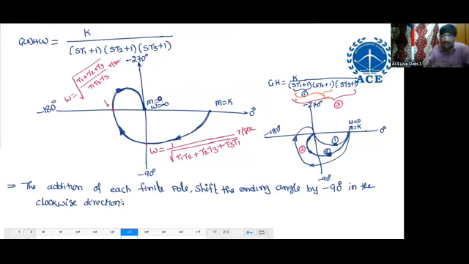Okay? Next, I'll take poles at the origin. Next, poles at origin we will take. Come on, solve it. Draw the polar plot for 1 by s into s plus 1. I'll go on adding poles at the origin. Come on, get the answer.